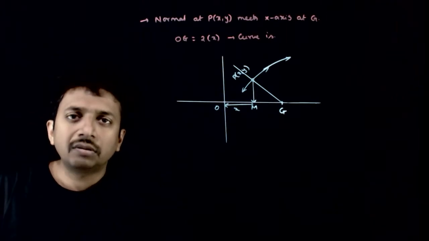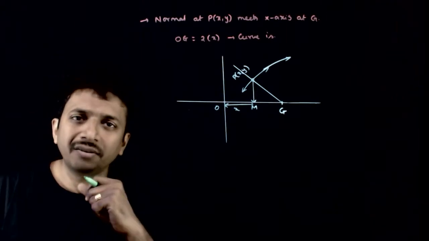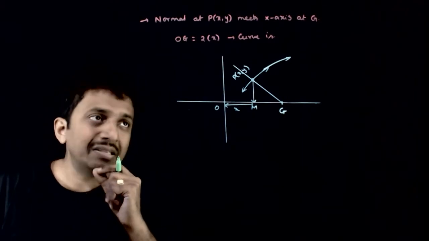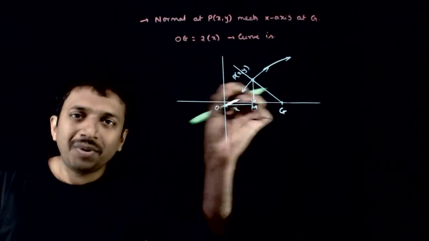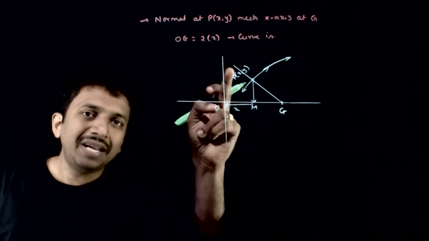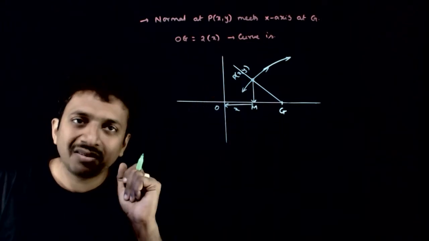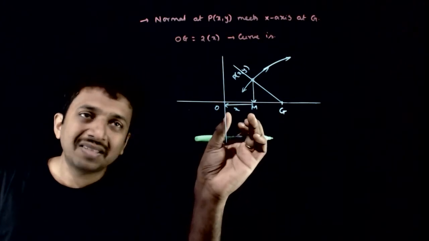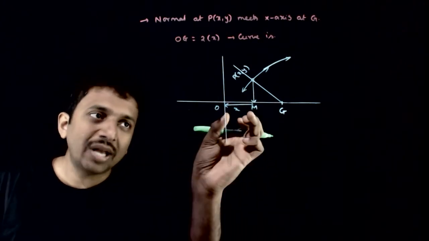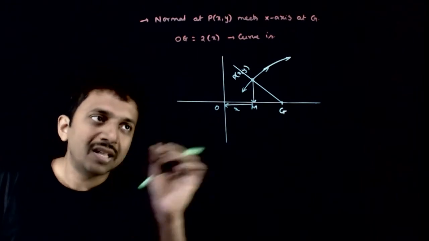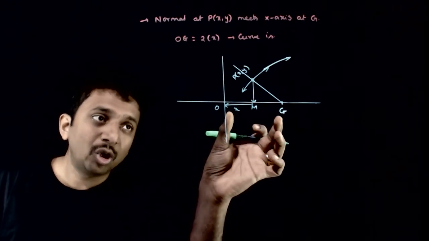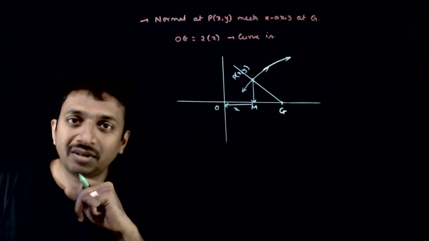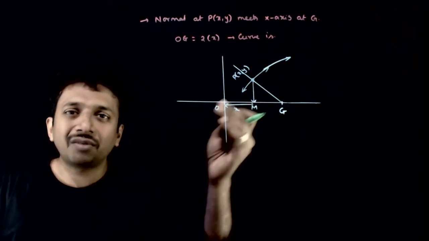So welcome students. In this question you're given a curve which satisfies the following condition. The normal at any point P on this curve, if it meets the x-axis at G, OG will be equal to 2 times the abscissa of this point, that is, 2 times the x-coordinate of this point. That is, OG will be equal to 2 times OM, and this is valid for each and every point on this curve. So if that is so, what is the nature of this curve?